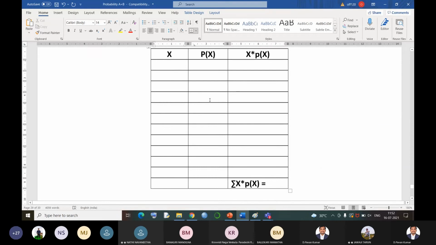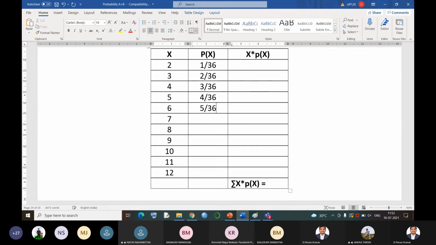So now X values are what? 2, 3, 4, 5, 6, 7, 8, 9, 10, 11, 12. And P of X values are 1 by 36, 2 by 36, 3 by 36, 4 by 36, 5 by 36, 6 by 36, 5 by 36, 4 by 36, 3 by 36, 2 by 36, and the last one is 1 by 36.